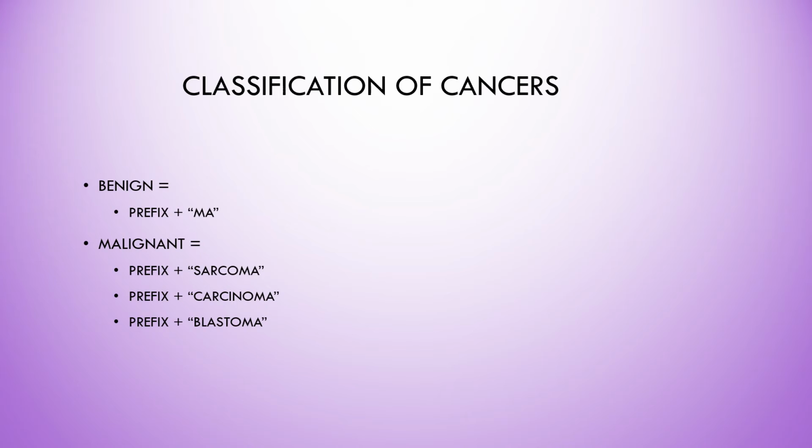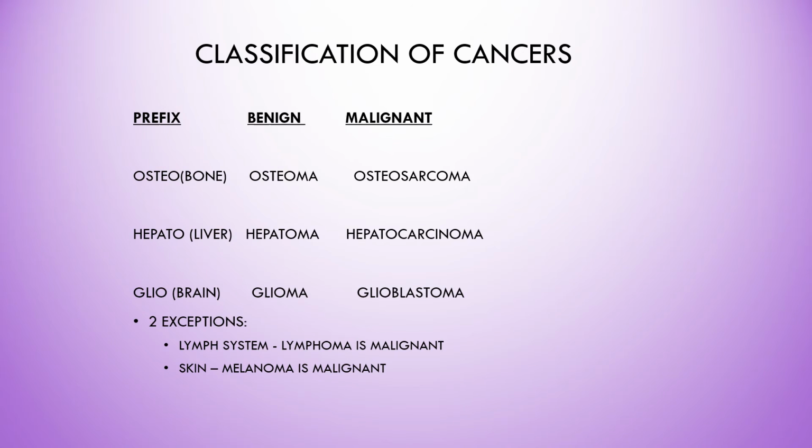So here are some classifications of cancer. Benign usually has the suffix -oma, and the malignant has a suffix sarcoma, carcinoma, or blastoma. And so osteo would be bone, and osteoma is benign, and osteosarcoma is malignant. So those are some examples. Two exceptions would be the lymph system, where lymphoma is malignant, and in skin, melanoma is malignant.